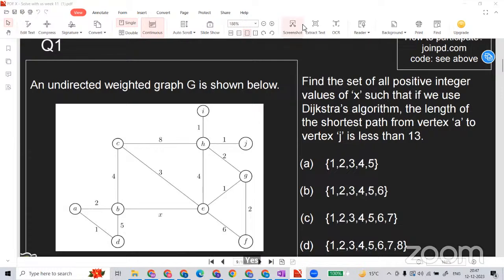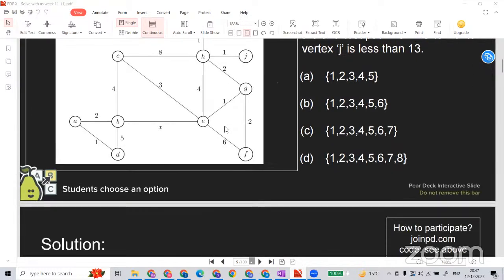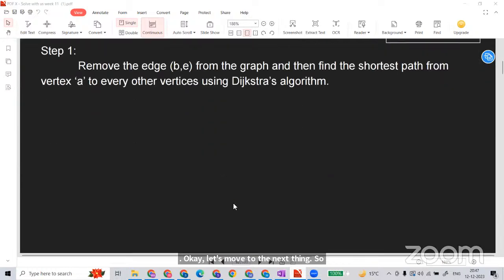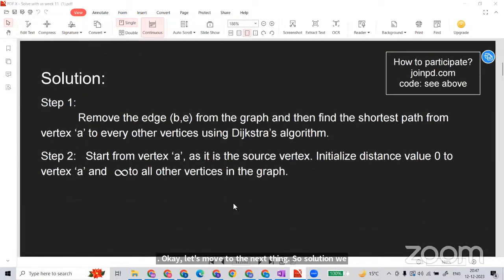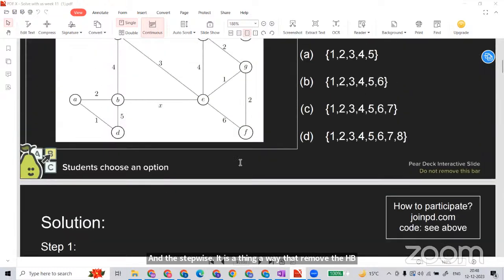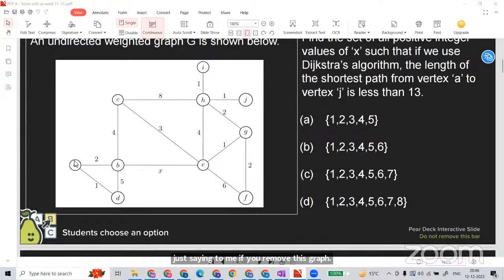Okay, let's move to the next thing. So the solution we have almost discussed, whatever is written here. The stepwise method says to remove the edge B from the graph and then find the shortest path. So by removing this edge, the shortest path is A to B, then C to E, then this G, then H, then I.